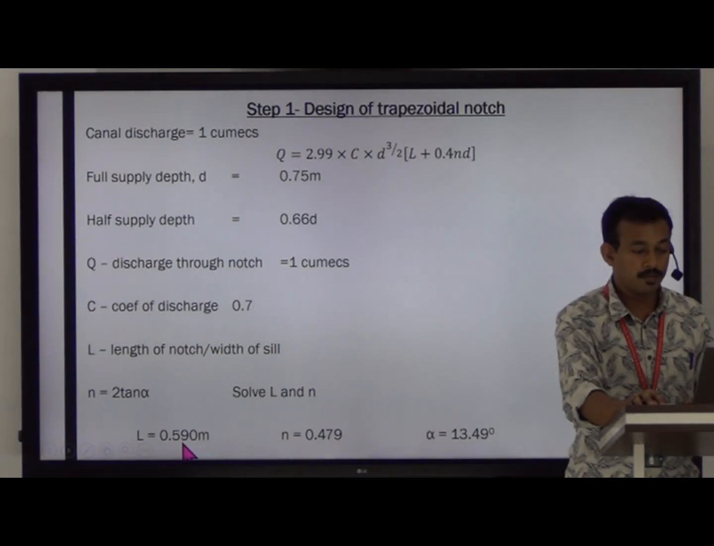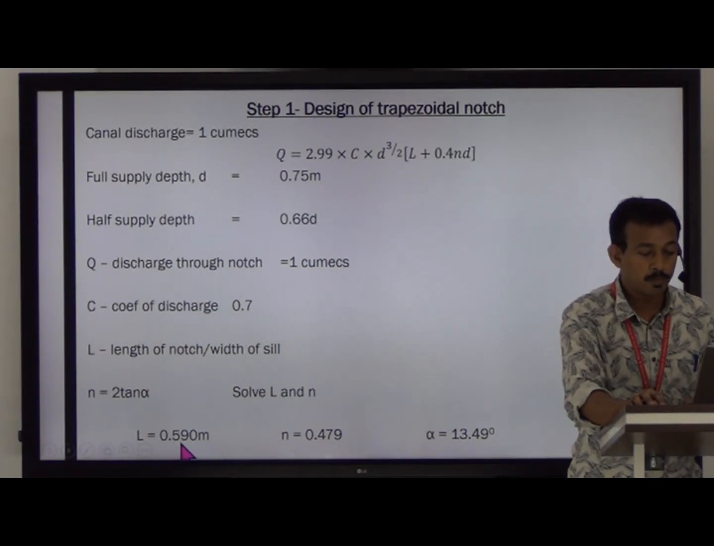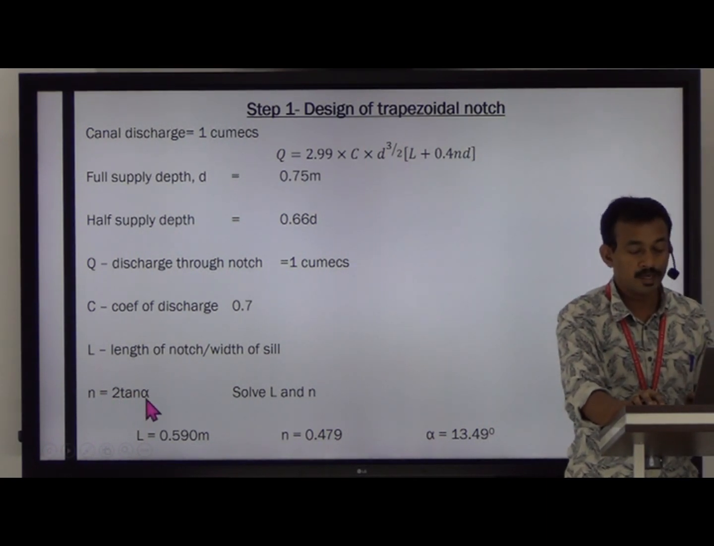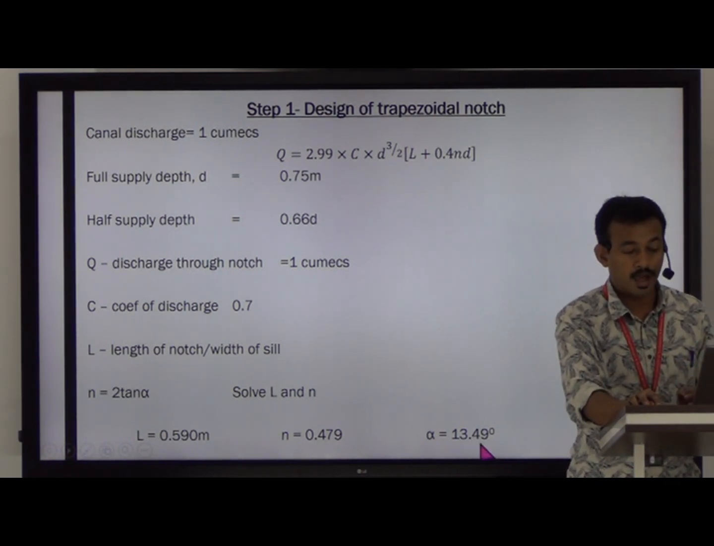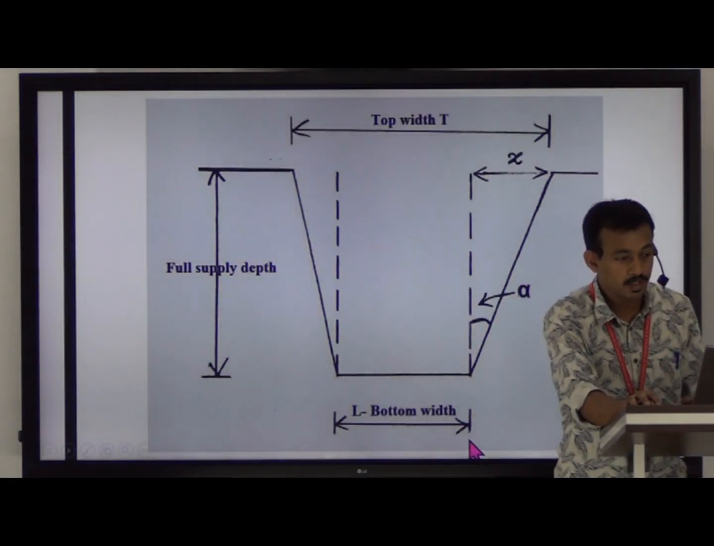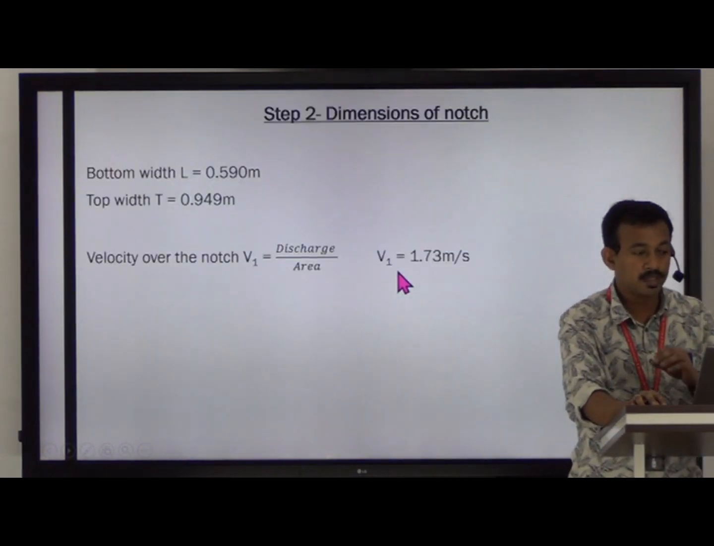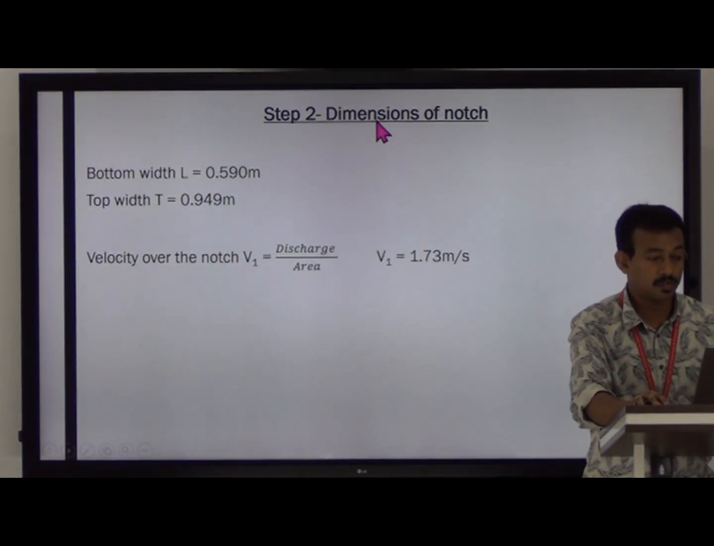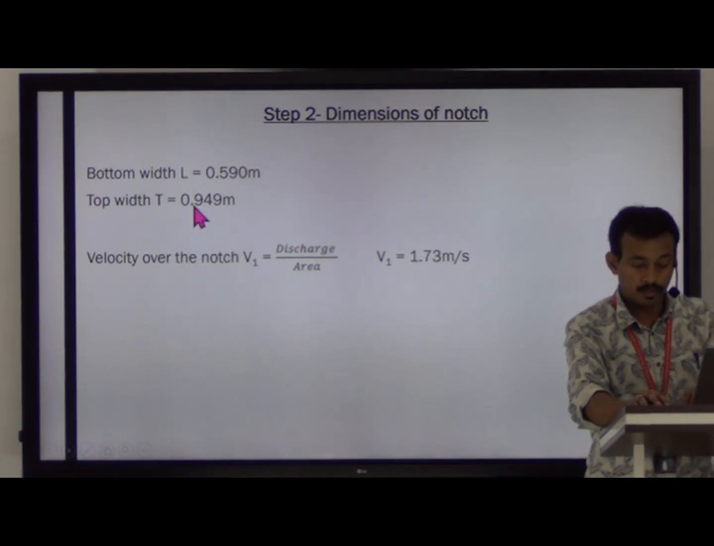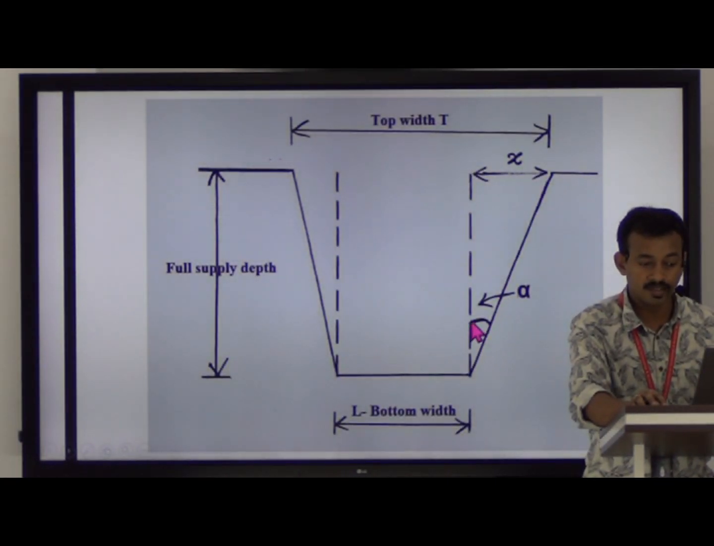After the solution, you will get the value of L equal to 0.590 meter and N value equal to 0.479. Once you got the value of N, you can calculate the angle alpha, where alpha equal to 13.49 degree. Thus you got all the parameters of the dimensions of the notch. You have the bottom width, you have the top width. You can calculate the top width based on this angle alpha.